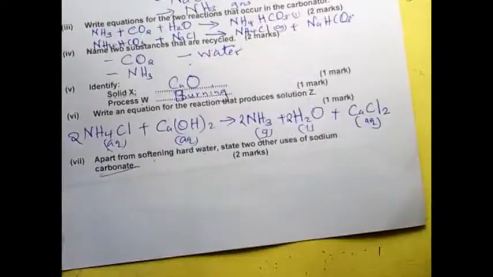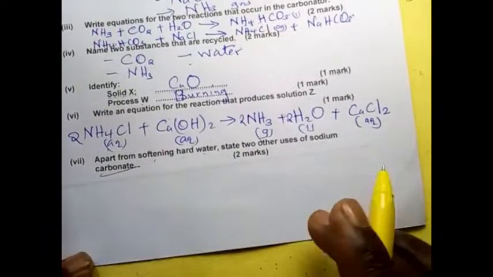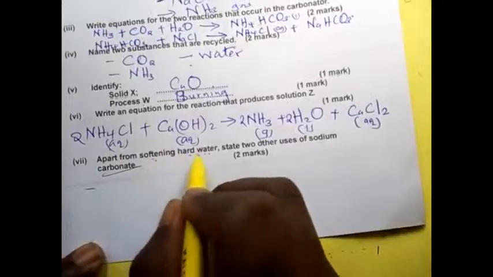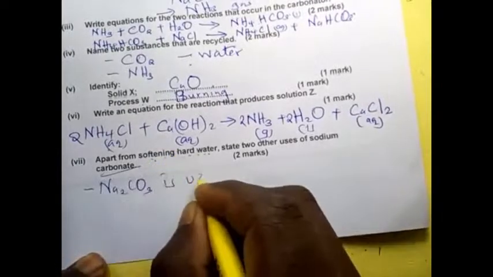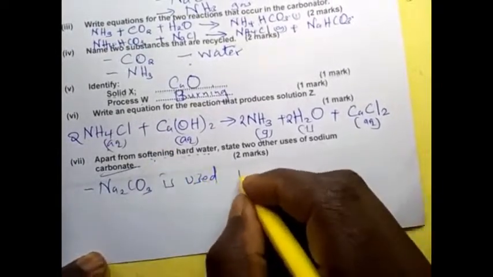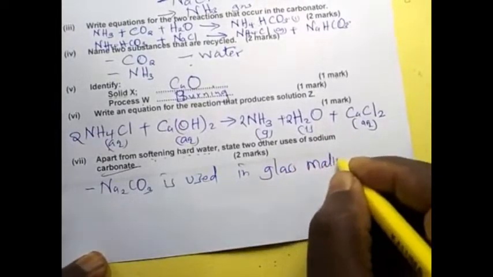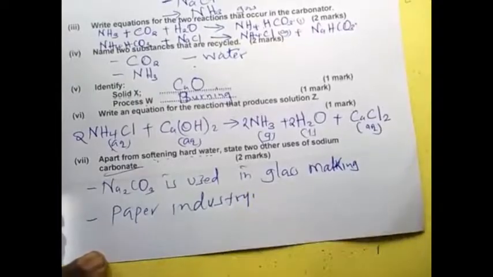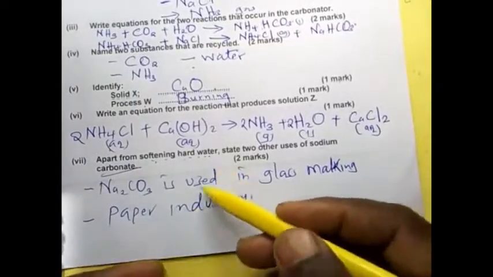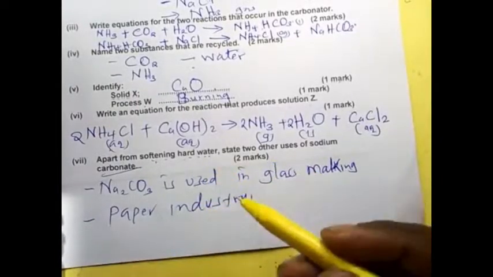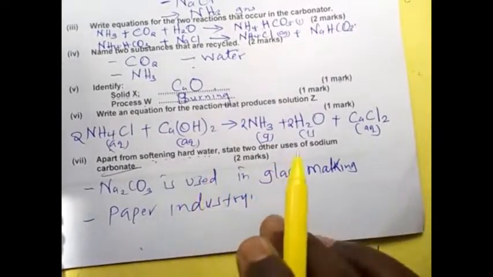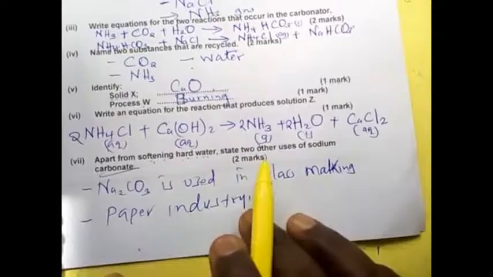Apart from softening hard water, with sodium carbonate being generated in the Solvay process, what are the uses of it? One of them is softening hard water, but you have been asked apart from this, so you don't have to include this. Another is in glass making. So apart from this, there are still other uses, so you should know the uses of sodium carbonate and the sodium hydrogen carbonate formed in the process.